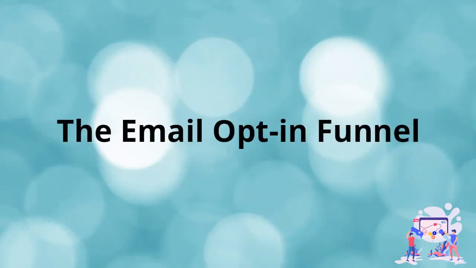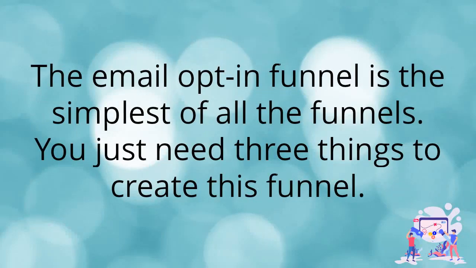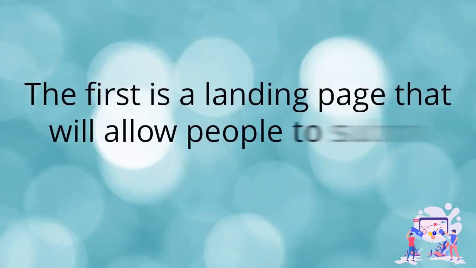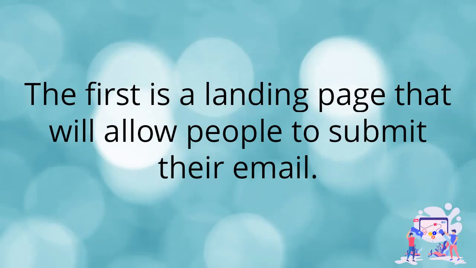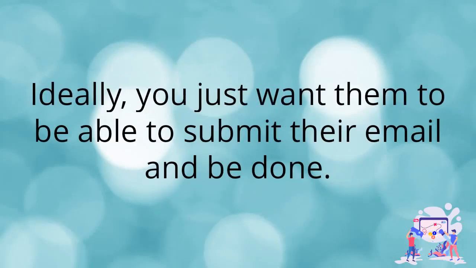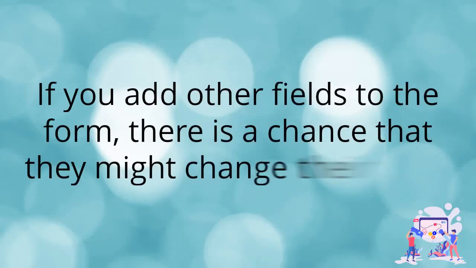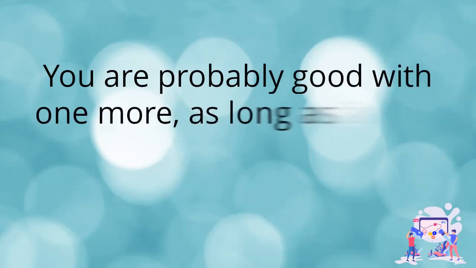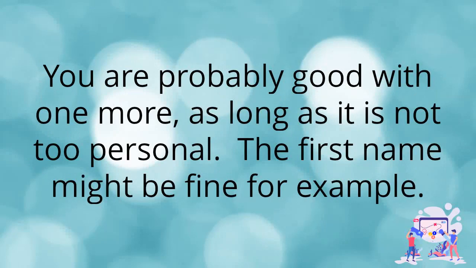The first type of funnel is the email opt-in funnel. The email opt-in funnel is the simplest of all the funnels. You just need 3 things to create this funnel. The first is a landing page that will allow people to submit their email. Ideally, you just want them to be able to submit their email and be done. If you add other fields to the form, there is a chance that they might change their mind. You are probably good with one more, as long as it is not too personal. The first name might be fine, for example.